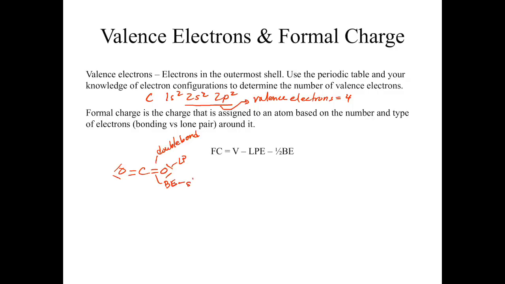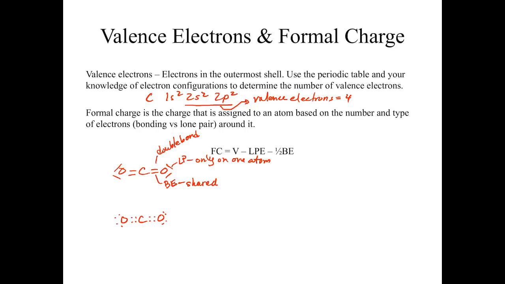So bonding electrons are electrons that are shared between two atoms. Lone pair electrons are electrons that are only on, for example, the oxygen in this case. Now, another way that you could draw this, instead of using the lines, would be to draw it with dots. Some people like the dots, and some people like the lines.